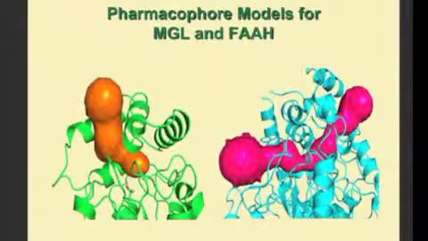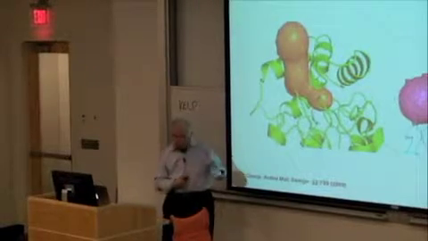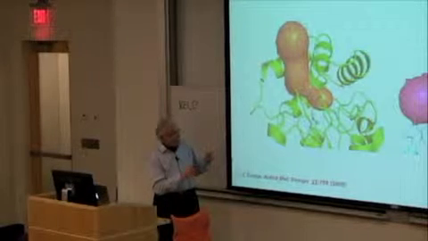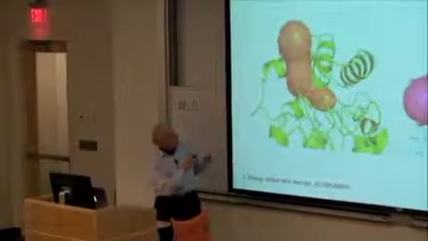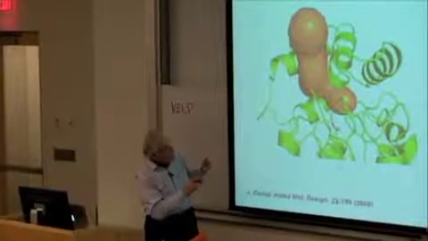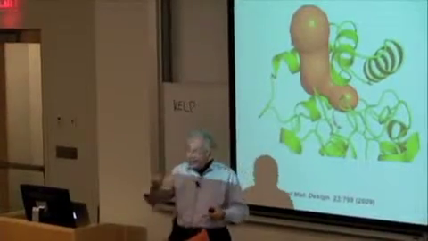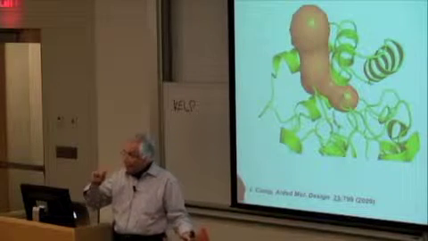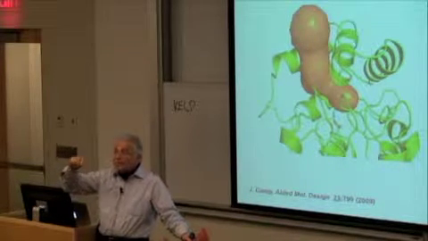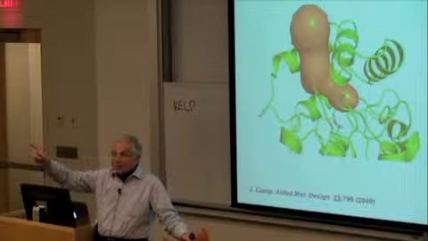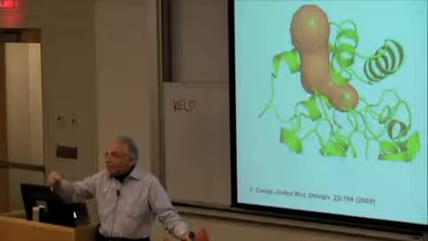Let me explain. So this is a piece of the enzyme, and we know that if the molecule needs to fit in there, it has to have this kind of shape. So any molecule we make must fit in here. Not only does it have to fit there, but we want to make sure that it doesn't fit anywhere else, because you can't make a molecule that fits everywhere.